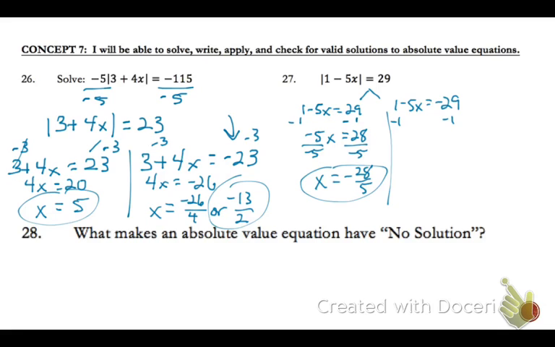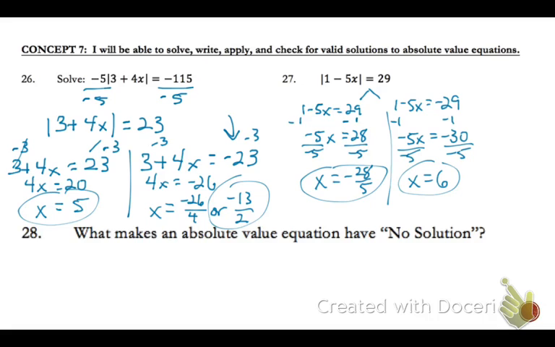I'll do the same steps, but they'll change a little bit because now I have negative 29 minus 1 more, which is negative 30. Divide both sides by negative 5. So my second answer here is positive 6.